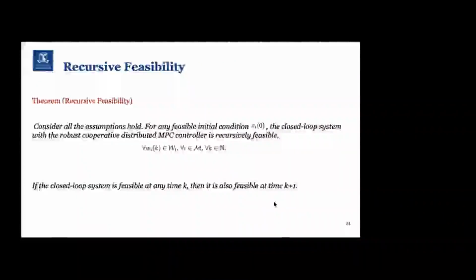And with these assumptions, for the first property, we have recursive feasibility. Which means starting from any feasible initial condition, the closed loop system is recursively feasible for any unknown disturbance within the common sets. Which means if the closed loop system is feasible at any time k, then it is also feasible at time k+1.